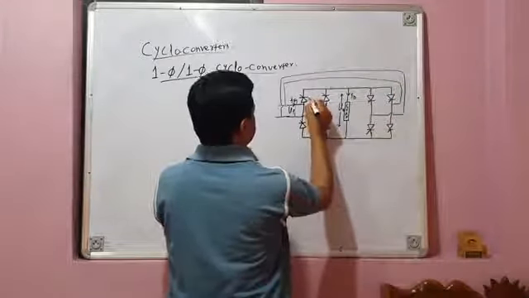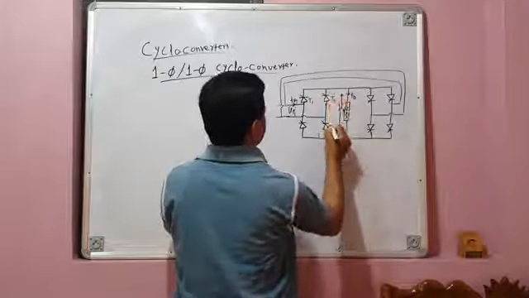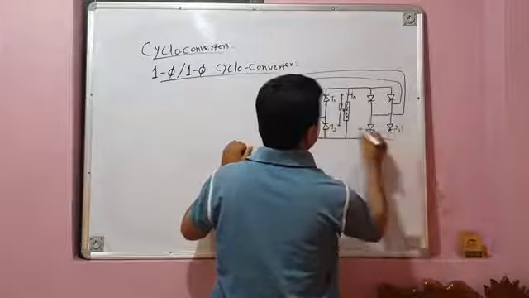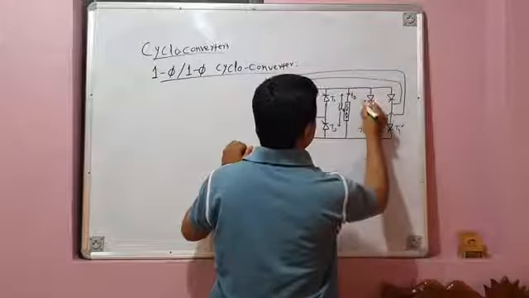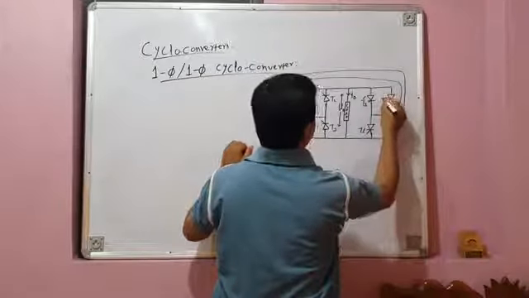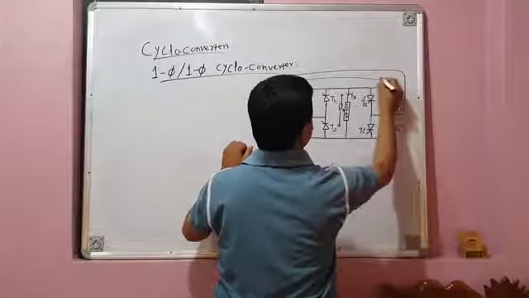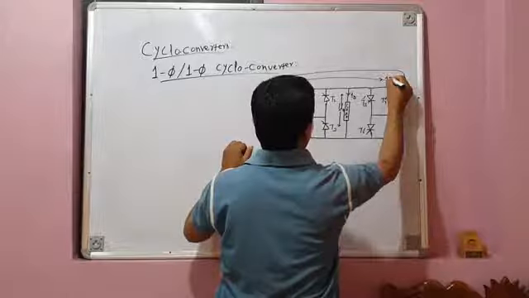So if this is thyristor T1, this is thyristor T2, this is thyristor T3, this is thyristor T4. Similarly, this is T1 dash, this is T2 dash, this is T3 dash, this is T4 dash. This voltage is Vn, the input voltage, and the current is In.